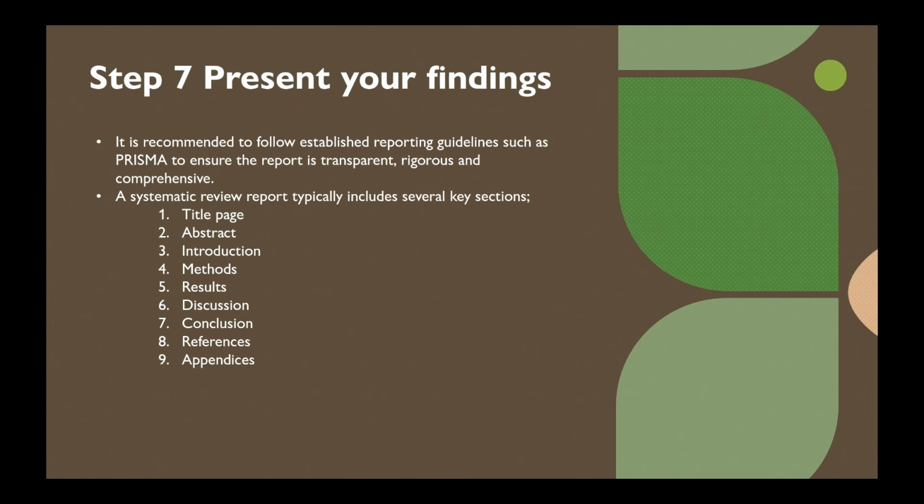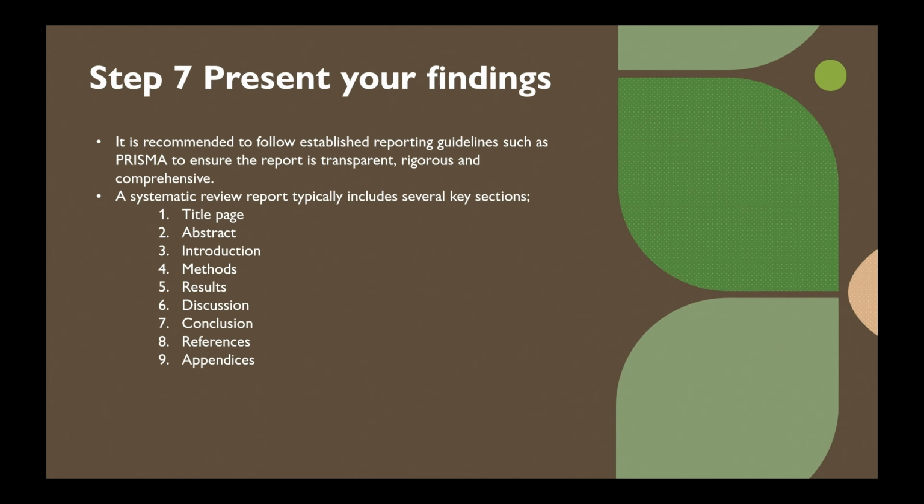So the last but not the least step is to present your findings. It is recommended to follow the PRISMA statement to ensure that the report is transparent and comprehensive. So there are 8 to 9 sections, and these include title, introduction, method, result, discussion, conclusion, references, and appendix. And this includes additional information such as data extraction, quality assessment tool used in the report, summarizing the hypothesis and what you are actually finding.